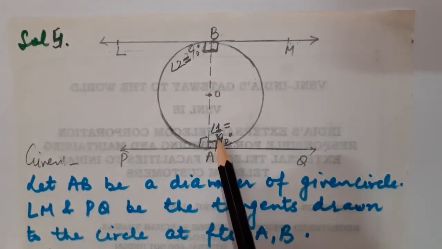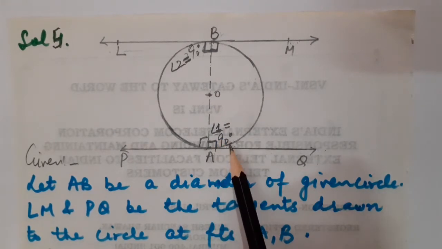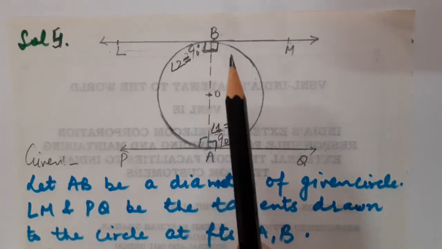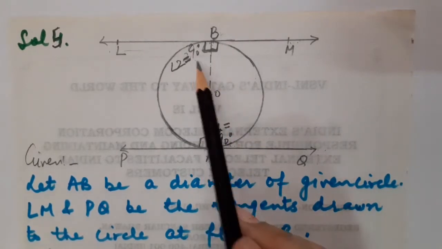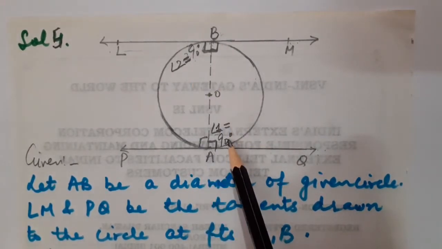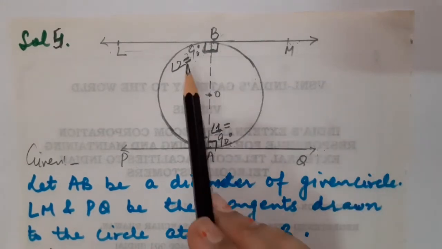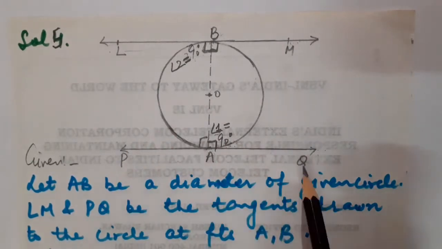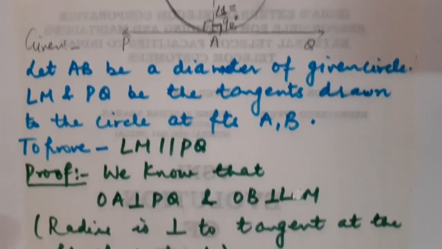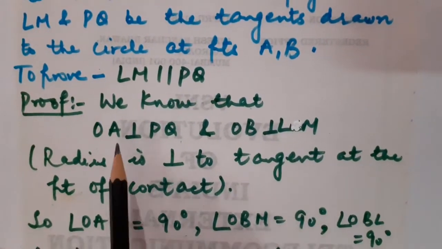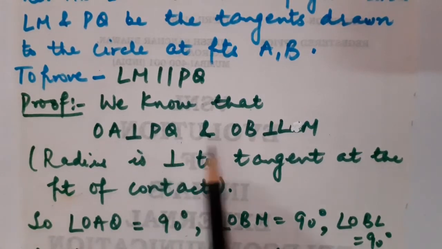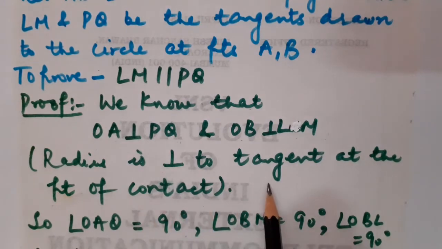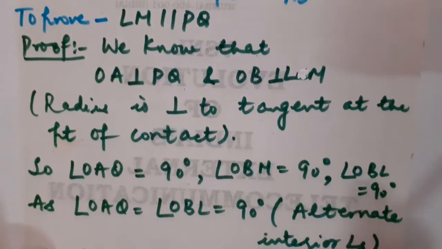So if this angle, which I have considered as angle 1, is equal to 90 degree, in the same manner, angle 2 is also 90 degree. Children, you know what kind of angles they both are. They both are alternate interior angles. And if alternate interior angles are equal, then what can we say? That the lines are parallel. Correct, children? The same is done over here: OA is perpendicular to PQ and OB is perpendicular to LM, because radius is perpendicular to the tangent at the point of contact.